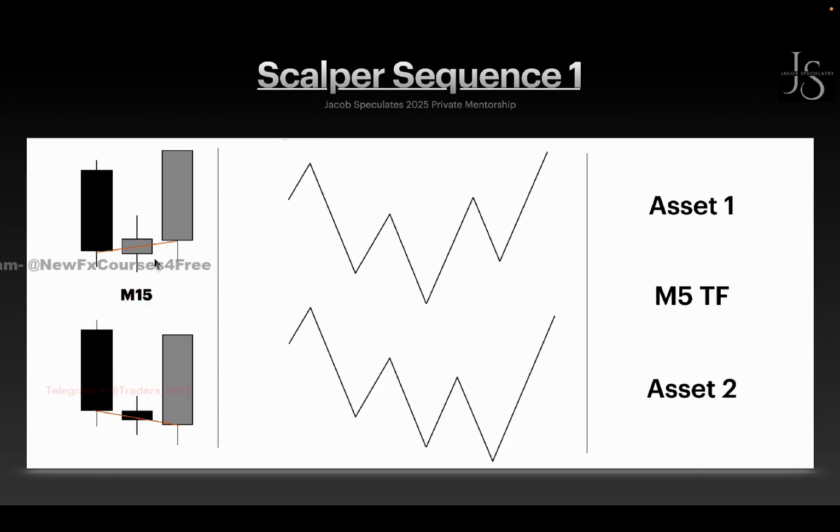So again, 15-minute TPD, you're looking at candle number 3 to run below the low of the previous 15-minute candle, which would be candle 2. And then on that stronger asset, you're looking for a 5-minute reversion level.